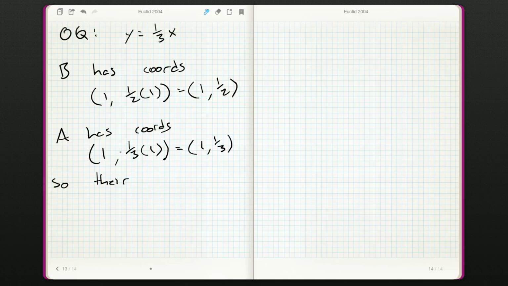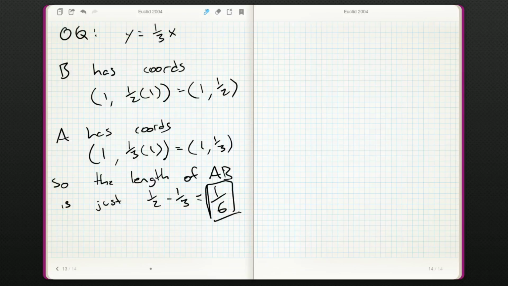And now I don't need to explain where I'm getting the distance from, because I did that at the start. So the length of AB is just 1/2 minus 1/3. I explained why all I need to do is take the y-coordinates. And this, if you need to get out your calculator, if you need to find a common denominator, that's fine too. But we ultimately get an answer of 1/6.